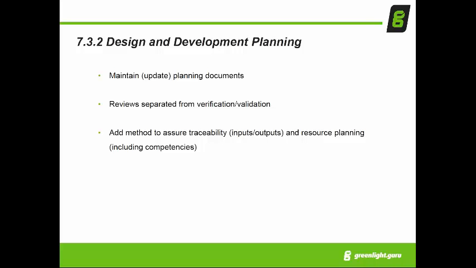But section 7.3.2 deals with design and development planning. This was a bit weak as far as a clause was concerned before. The big thing I want you to focus on is traceability. Traceability is so important to everything that you do from a design and development standpoint. You have to be able to link your inputs and your outputs and confirm that your verification activities demonstrate your outputs meet your inputs, and that your validation activities address your user needs. So this need for traceability is now explicitly required as part of ISO 13485:2016.